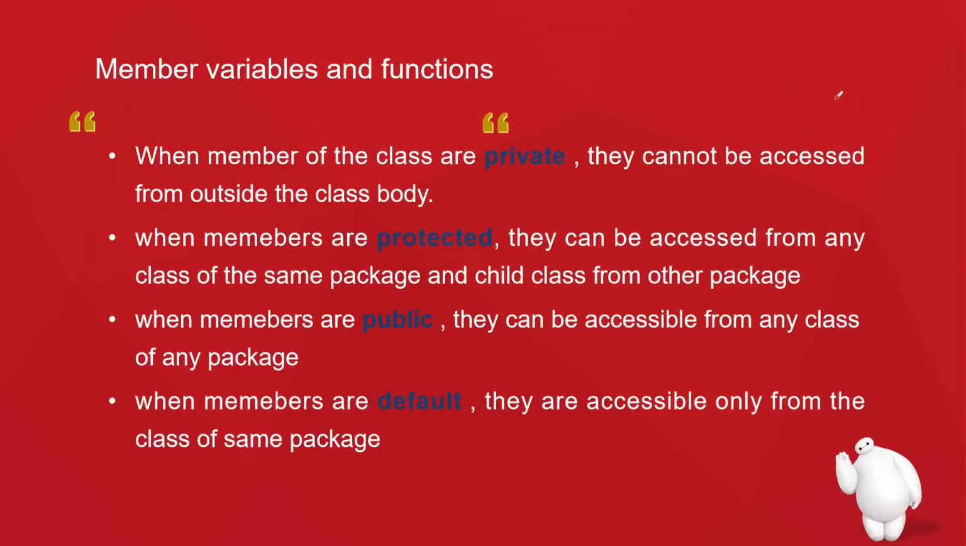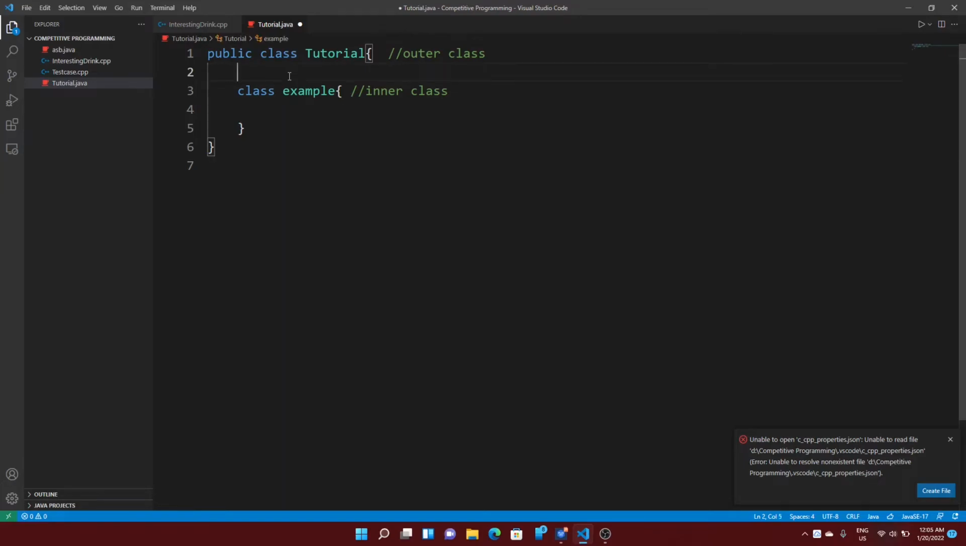Now as we move forward, we could see in Java we could also define member variables and functions as private, protected, public, and default. So when members of the classes are private, they cannot be accessed from outside the class body. So when we define a data type X, this is a default variable. We could make it public, private, or protected. For now, let's keep it private.